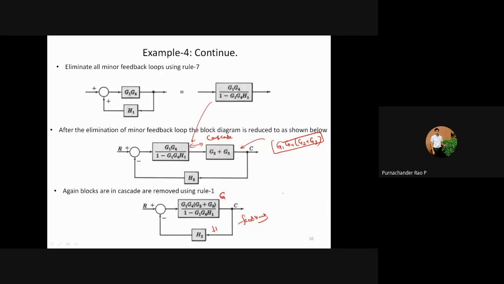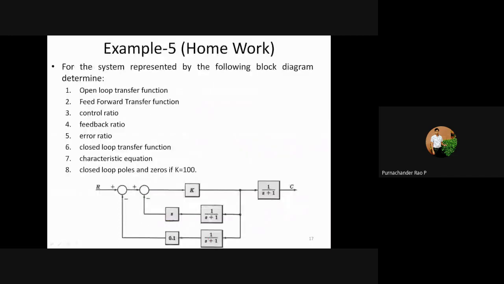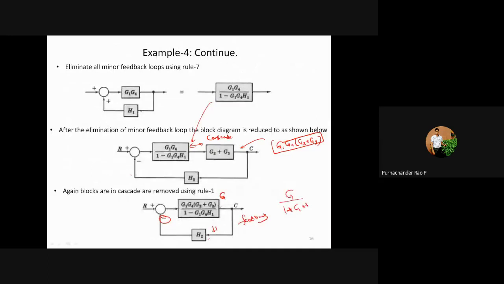Okay, so this resultant value will be given as G by 1 plus GH, because here the feedback is negative. Here G is equal to this block and H is equal to H2. So we need to write up the complete block here. Here it is not there, so just substitute in this block, then you will get the original block.